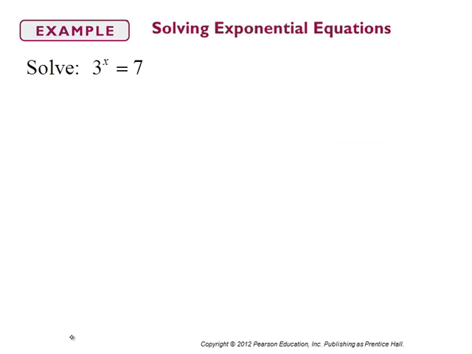All right, so here's our first equation to solve for x. So 3 raised to some unknown power of x is equal to 7. What does that power of x have to be in order for this equation to be a true statement? So how do we solve it? Well, one way that you could do this is take log base 3 of both sides.